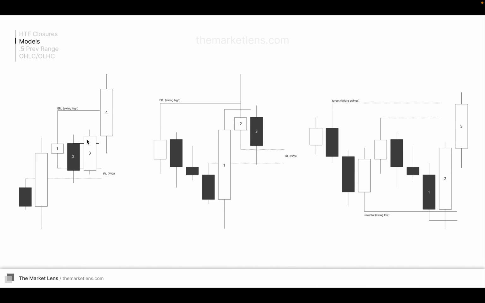Over here we get a valid candle 3 closure, right? We don't have a valid candle 2. It's only valid when we get a valid candle 3, which forms an ideal swing formation. You can expect candle 4 into this external range high.